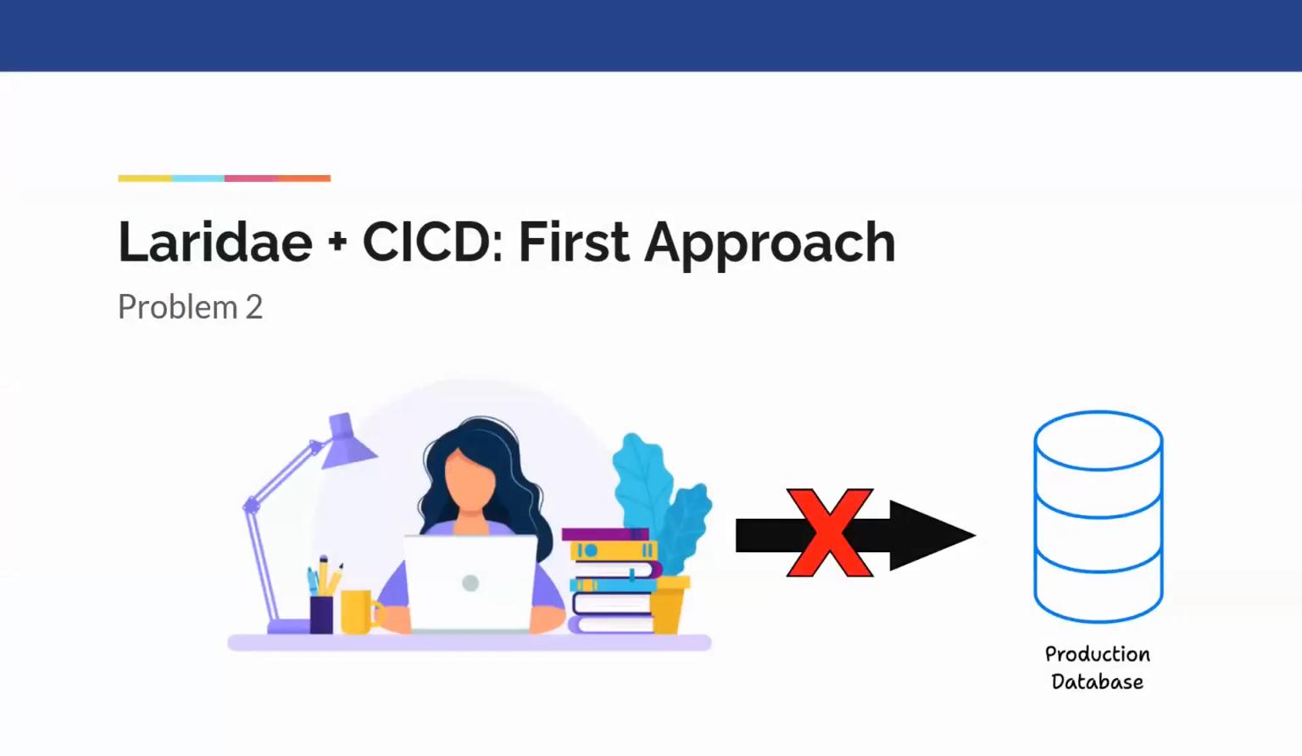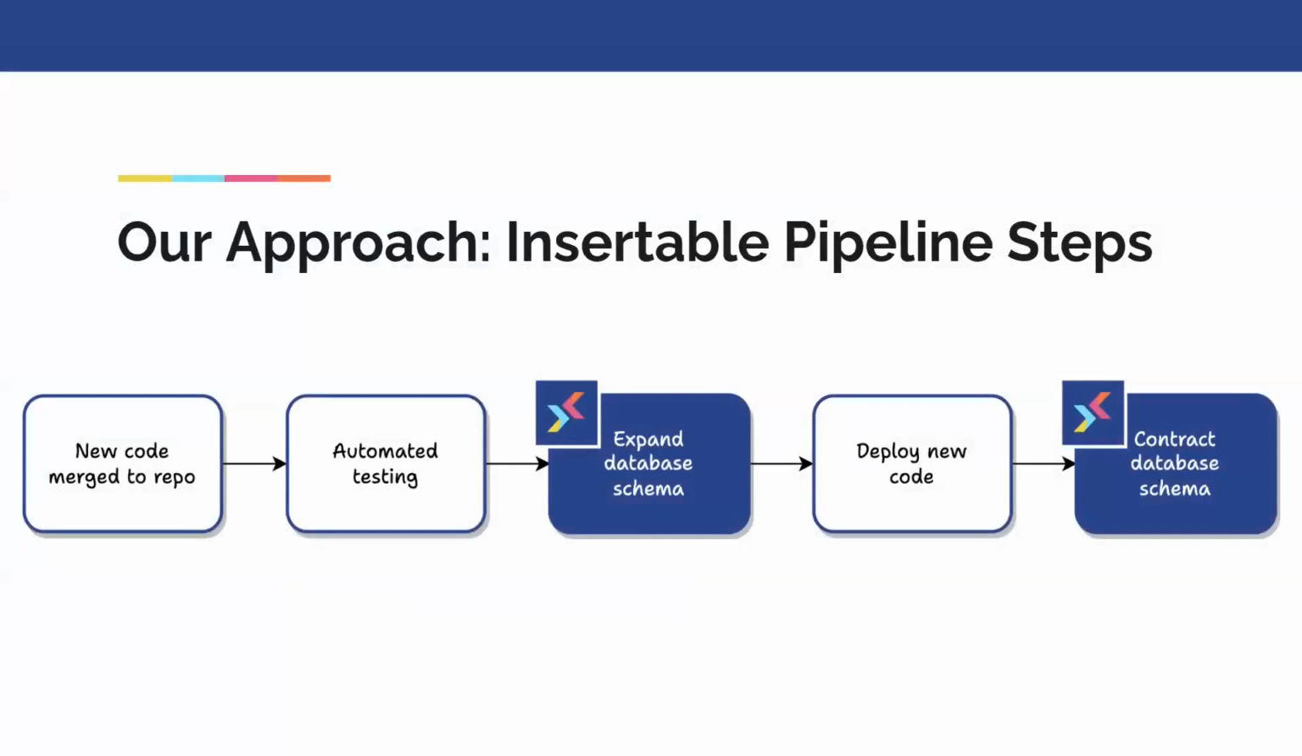Second, most engineers might not even have direct access to the production database if it contains sensitive customer information, so deploying schema changes might require intervention from DevOps personnel. Because of these issues, we opted for a different approach.